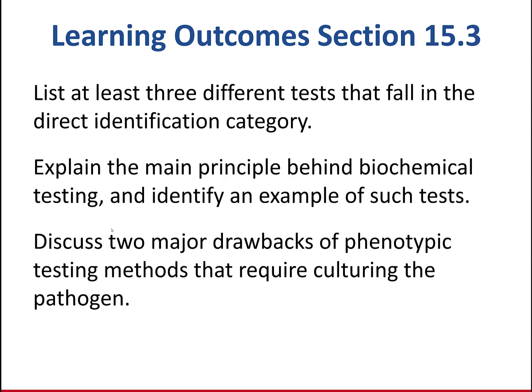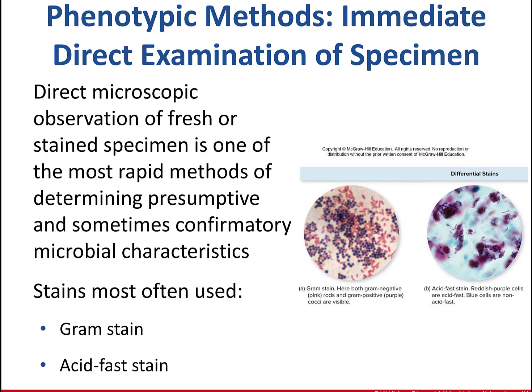List 3 different tests that fall into the direct category, and then 2 drawbacks of phenotypic testing methods. And so these are easy. What we look for, the direct observation, we use the Gram stain, and that's used pretty much all the time. I can do a Gram stain pretty fast, and I'll have a result probably in less than 20 minutes if I need it.